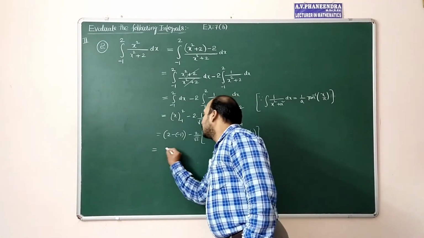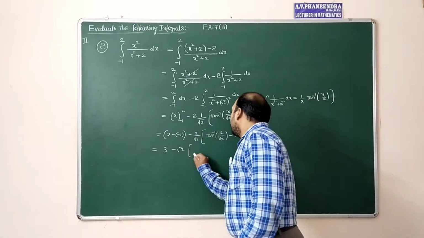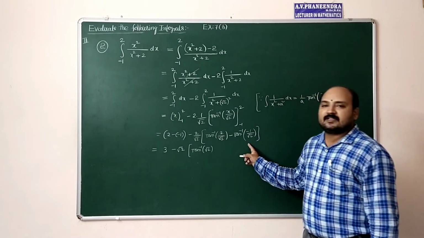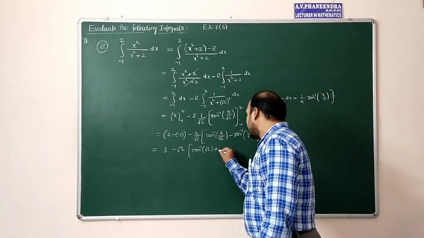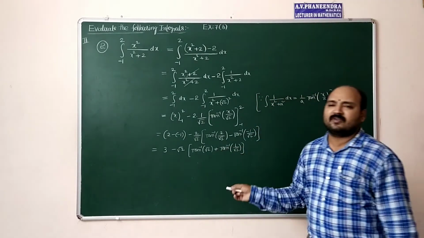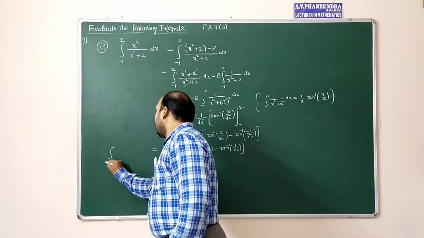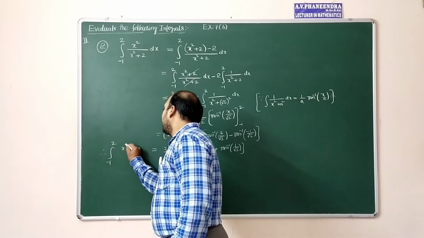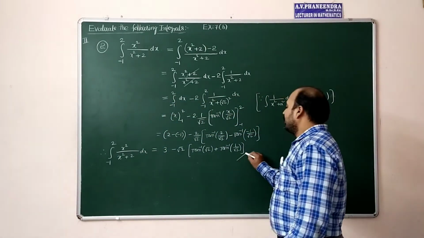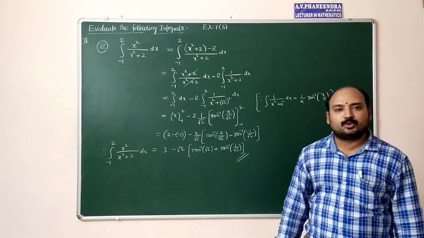So which is equal to 2 plus 1 is 3, minus root 2, the 2 and root 2 will be cancelled, into tan inverse of 2 by root 2, which you can write as root 2. Tan inverse of minus theta is minus tan inverse, so it will become plus tan inverse of 1 by root 2. If you want you can simplify, otherwise leave it, it is not compulsory. So therefore integral minus 1 to 2 x square divided by x square plus 2 into dx is equal to 3 minus root 2 into tan inverse root 2 plus tan inverse 1 by root 2.